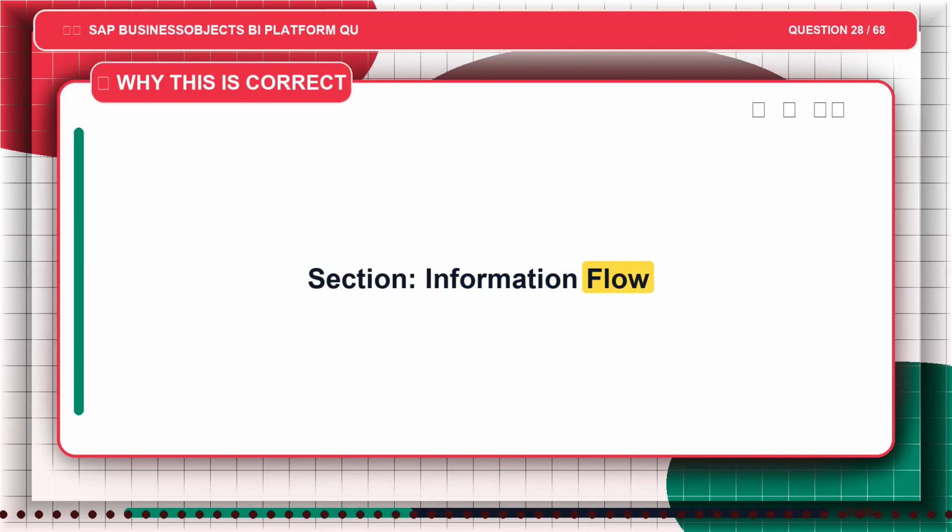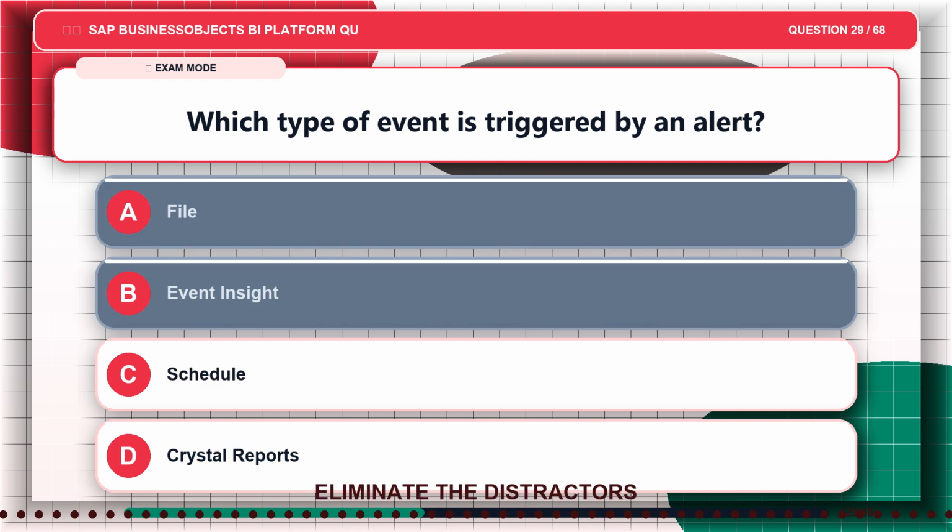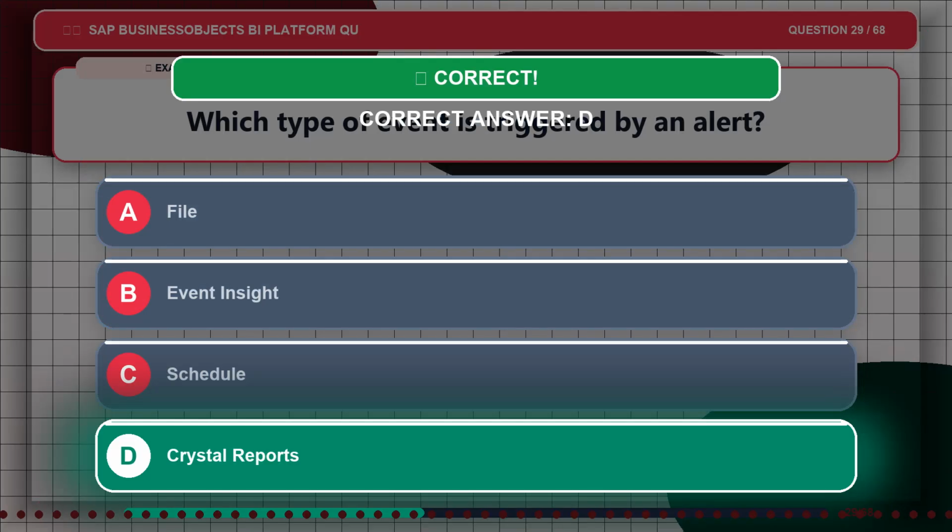Section, information flow. Question 29. Which type of event is triggered by an alert? Option A, File. Option B, Event Insight. Option C, Schedule. Option D, Crystal Reports. The correct answer is option D, Crystal Reports.